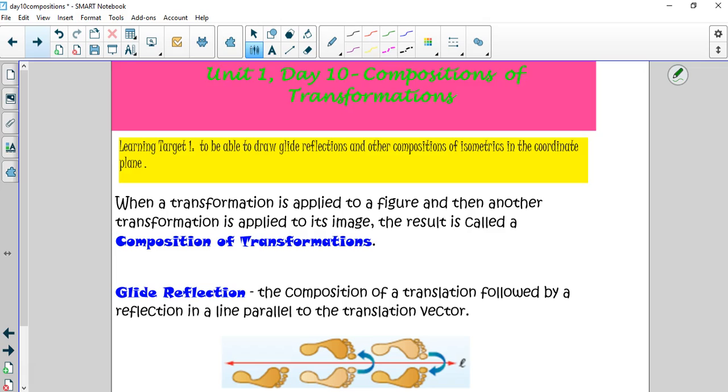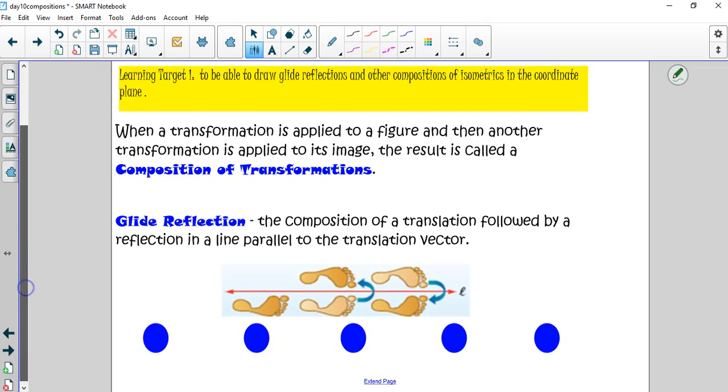We actually already did that. So in the day 8 practice, I believe, we had those two rectangular shaped things where it was reflected and a slide. Do you remember that? So glide reflection: the composition of a translation followed by a reflection in a line parallel to the translation vector. This will all make sense in a bit. But if you look at this, basically we slid here and then reflected. And then we slid here and then reflected.